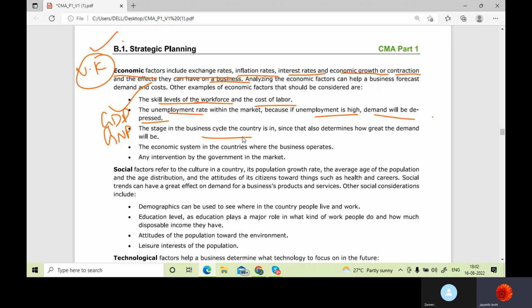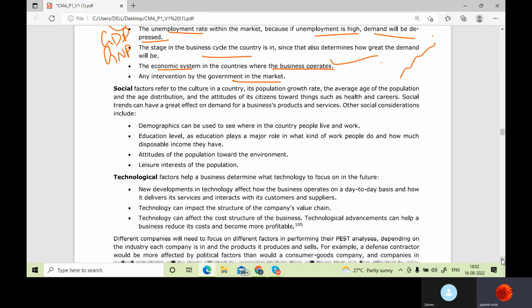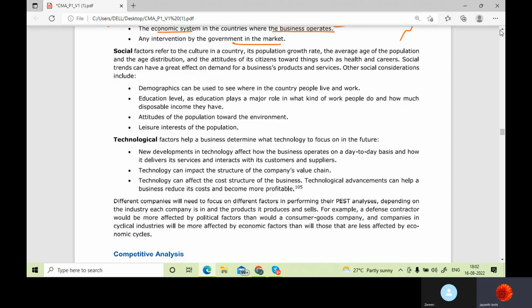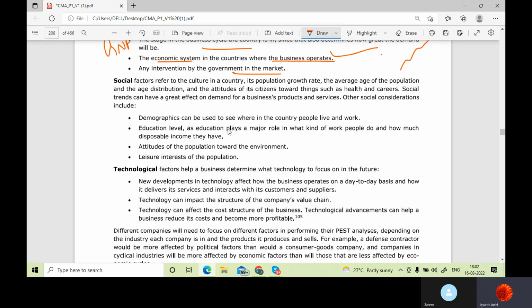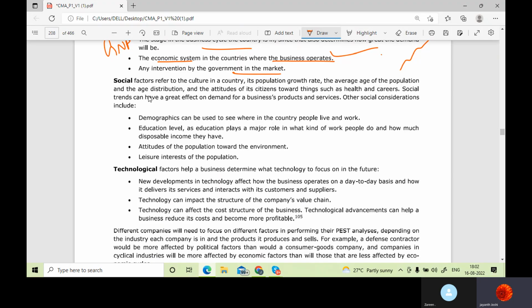Then the stage in the business cycle the country is in. If the country is a growing nation, that is good for your company to sell its products. Then the economic system in the countries where the business operates, and any intervention by government in the market. This is what businesses don't want. They don't want the government to interfere in any of their decision making or activities. They want the government to stay away from their business, with less scrutiny. They want a liberal government.